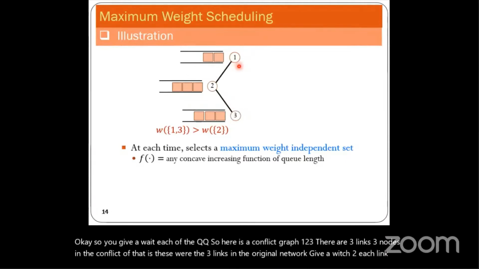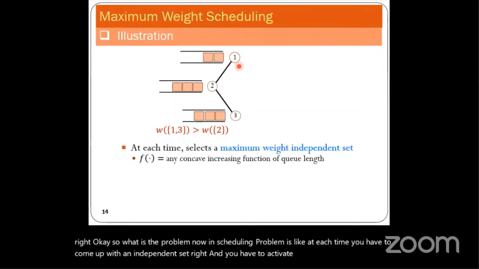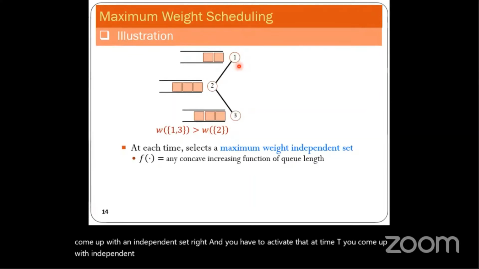So what is the problem now? The scheduling problem is like, at each time you have to come up with an independent set, right? And you have to activate that. At time t, you come up with an independent set and activate it. At t+1, you come up with another independent set and you activate it. The question is, what independent set should be chosen at each t?